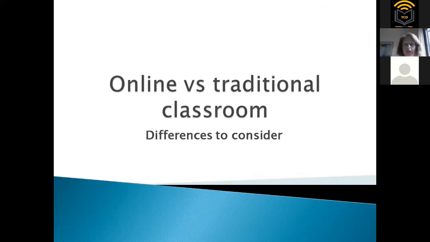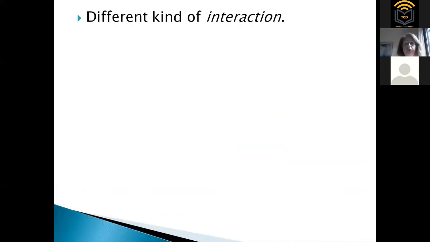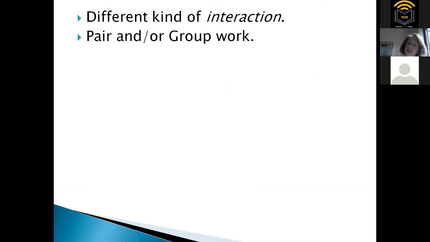So what are the differences between the online and the traditional classroom? Well, first of all, the interaction is quite different because of the screen, which can be a hindrance to interaction, not only between the teacher and the learner, but also among the learners themselves. Then, we're very used to using pair and group work in our classes, but in the online classroom, that can change. And we'll see a little bit when we talk about the reading materials, exactly how this is done.